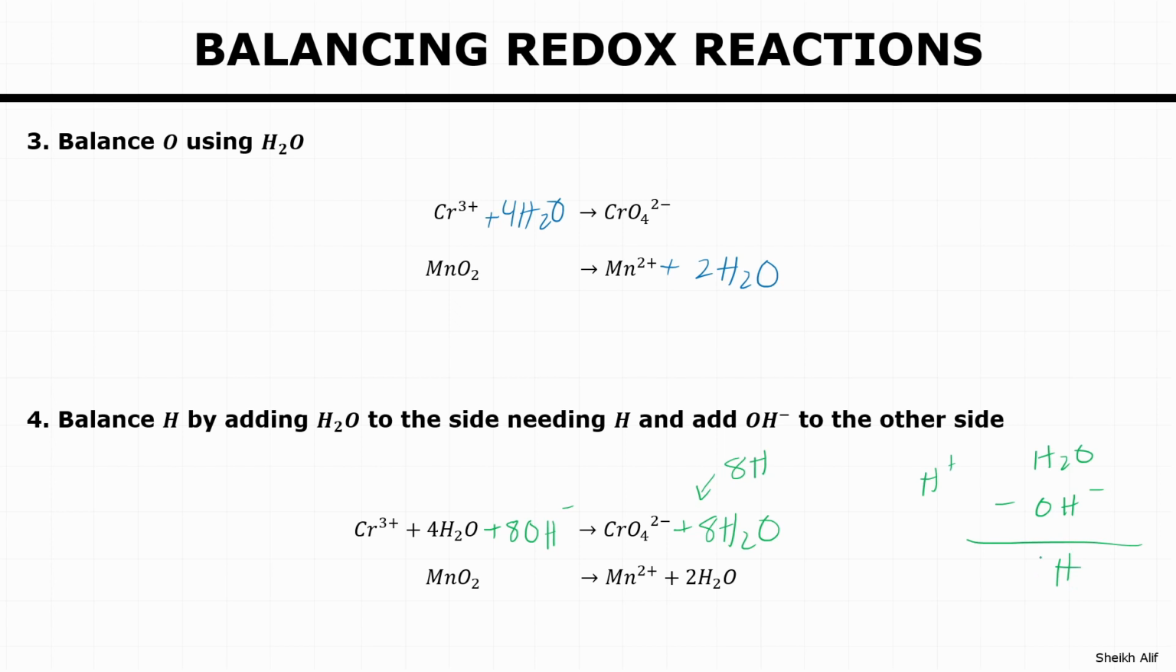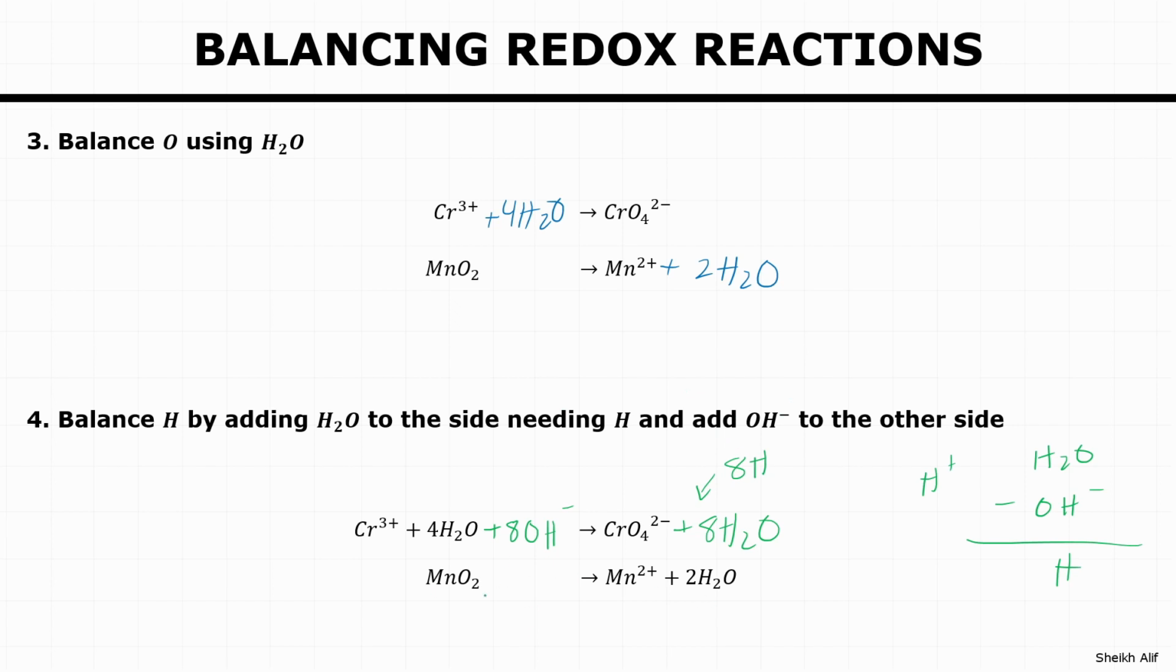So you can balance the hydrogens by adding waters and hydroxides. Notice that even though we need 8 hydrogens on the right-hand side, we add 8 waters, which add 16 hydrogens, because we end up taking 8 hydrogens away by adding the 8 hydroxides on the reactant side. So that's how you balance hydrogen in a basic solution.